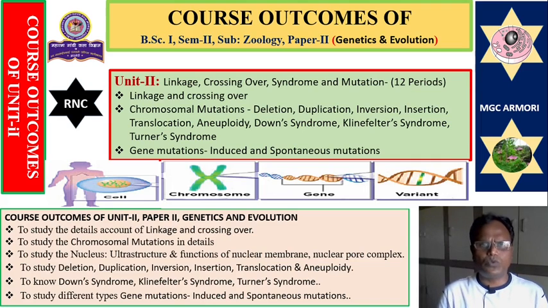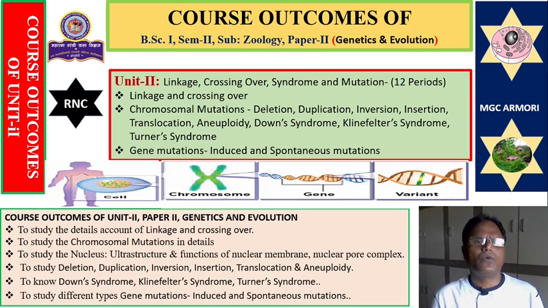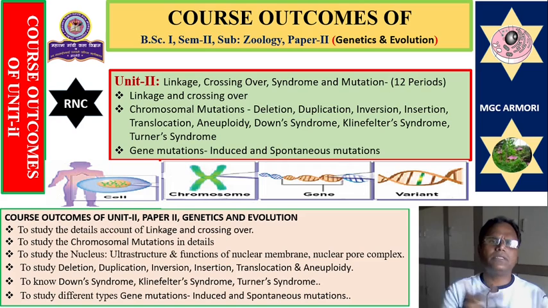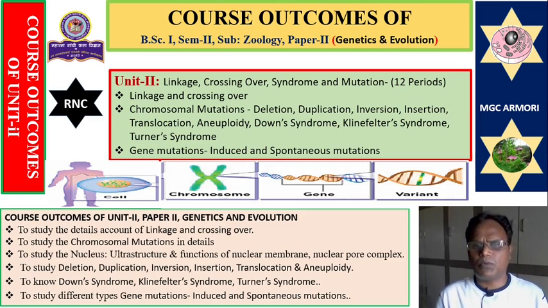Then unit number 2, that is linkage, crossing over, syndromes and mutation. From the study of linkage and crossing over, we should learn more details about crossing over, why the genes are linked, how they are linked, why chromosomal mutation takes place, what type of mutation takes place, gene mutation. There are 2 types of mutation, induced mutations and spontaneous mutations. We should study this from unit number 2. These are our course outcomes of unit number 2.